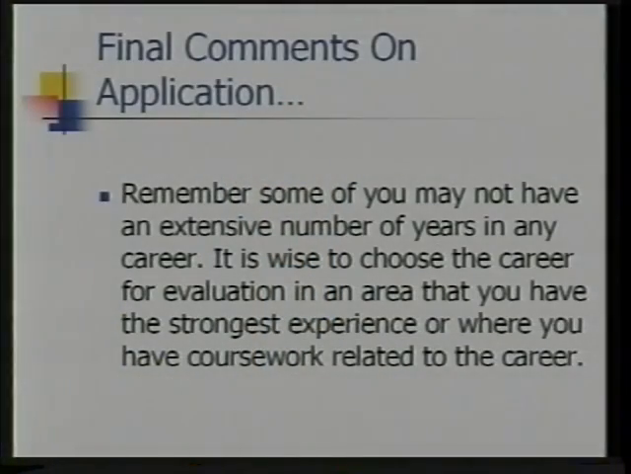And some final comments on the application for work-life experience. Again, remember what we said. If you don't have an extensive number of years in any career, it is wise to choose the career where you have the strongest experience, or where you have coursework related. Remember that. Look at the strongest career that you have, or where you have coursework that relates. That's going to be very helpful to you. This is important that you remember this.